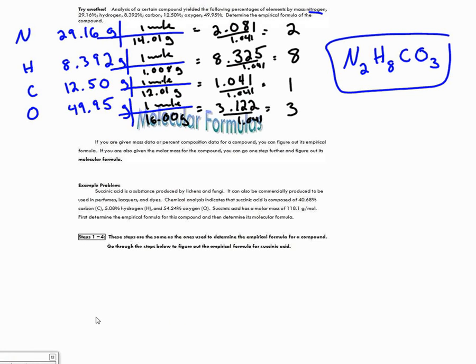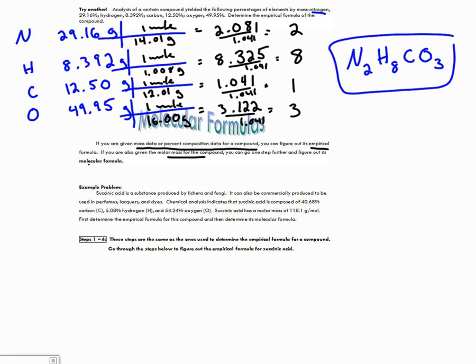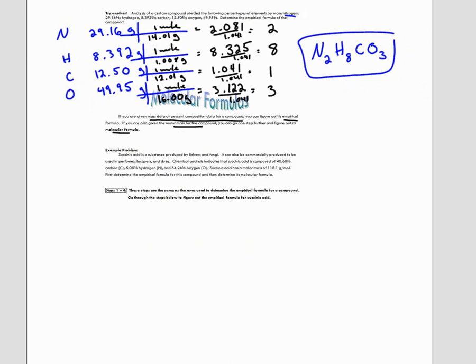The first one, if you are given mass data or percent composition, you can figure out an empirical formula. If you're also given the molar mass for the compound, meaning the actual compound, you can go one step farther to its molecular formula. So let's take a look here.